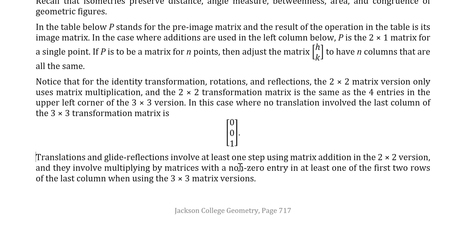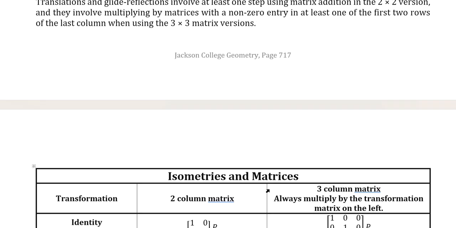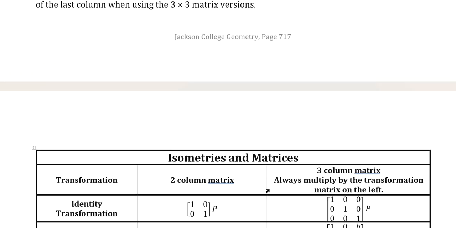Translations and glide reflections involve at least one step using matrix addition in the 2 by 2 version, and they involve multiplying by matrices with a non-zero entry in the last column, so this is not necessarily 0, 0, 1. It's something, something, 1 with one of these not being 0 in the last column when using the 3 by 3 versions. Okay, so let's get into the details.